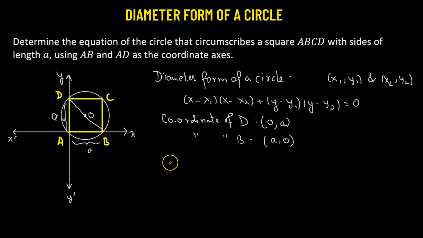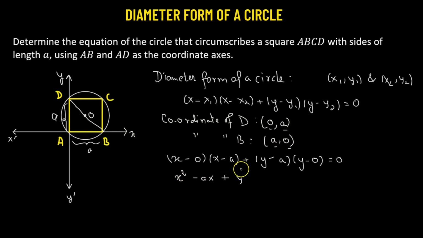Now that we have the endpoints, let's find the equation of the circle. The equation of the circle is going to be (x minus x1), where x1 is 0, multiplied by (x minus x2). Here x2 is the x coordinate of point B, so that's simply A. Plus we have (y minus y1), where y1 corresponds to A, times (y minus y2), where y2 corresponds to 0, and this will equal 0. So now we have the equation of our circle. Let's simplify this. We get x squared minus ax plus y squared minus ay equals 0. This is going to be the equation of the circle.